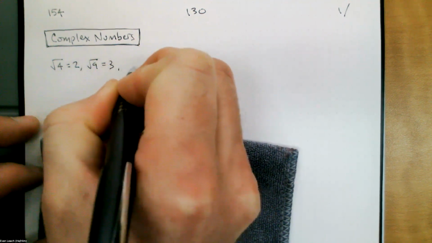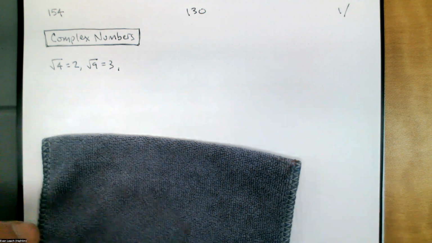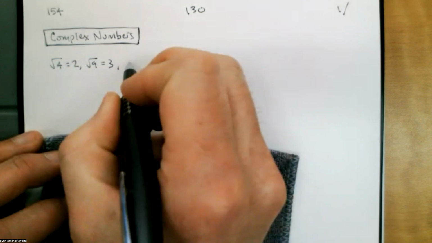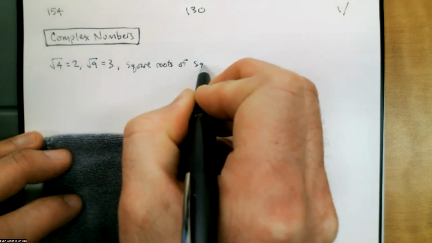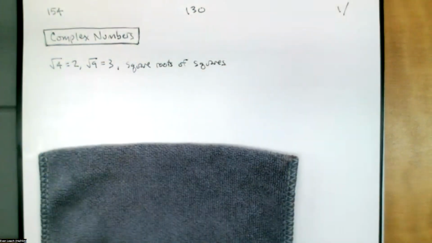And way back in the day when we were learning about square roots, we learned that the square root of 4 is 2, the square root of 9 is 3. We start off learning our squares, the square roots of square numbers. Then we learn some of the cool stuff. So first we start learning the square roots of squares.